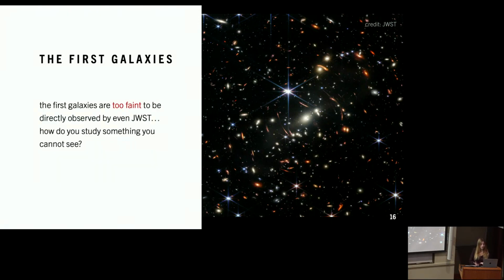And something I want to point out is that the very first galaxies are too faint to be directly observed by even JWST. So the most miraculous technology humanity has created to study the stars and the galaxies, even with that, this is beyond our capability. We can't see the very first galaxies. But we're really interested in them. We want to learn about our own history. We want to learn about how the Milky Way came to be, how it is today. So how are we going to study these things that we can't see? That, of course, is something that I get into a little bit later in the talk, but I just wanted to point out the difficulty of studying some of these things.